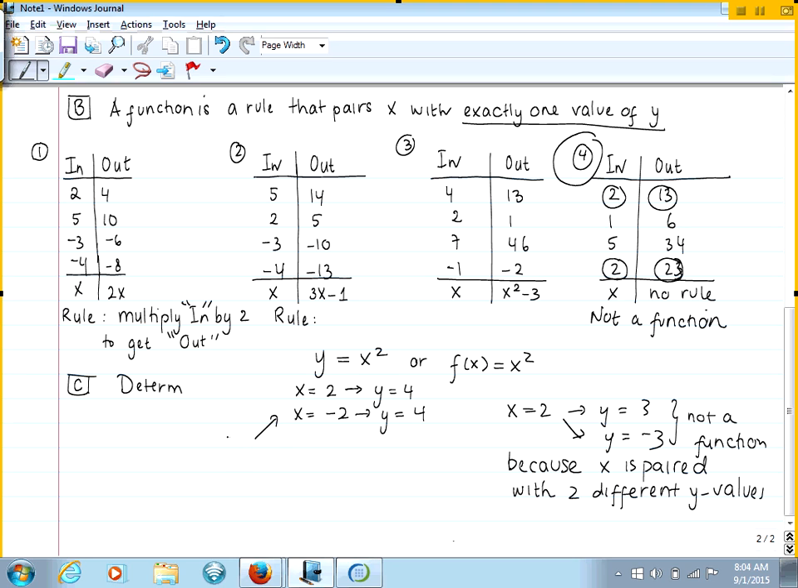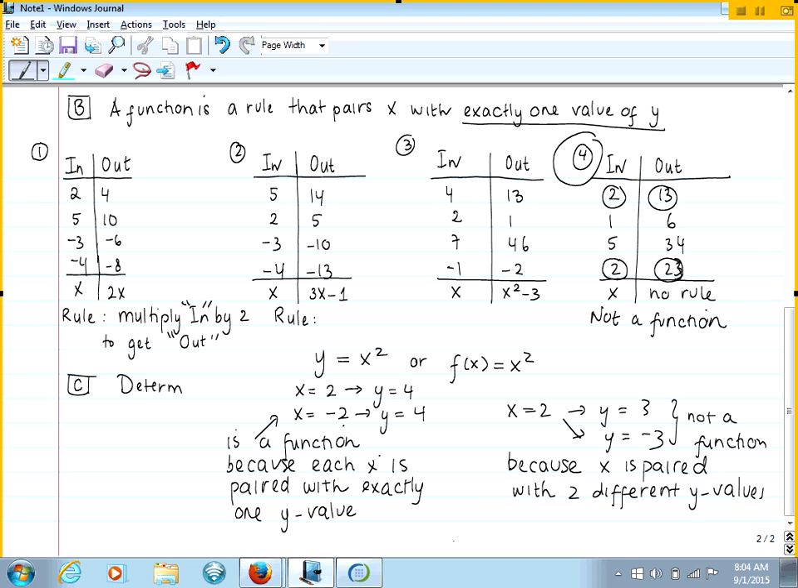Okay. Now I'm going to write a note here also. Y equals x squared is a function because each x is paired with exactly one y value, even though the two different x's might have the same y. Does that make sense? Do you see the difference? Yeah? Okay. Now let me erase this.